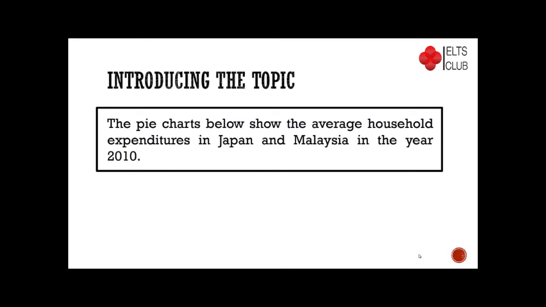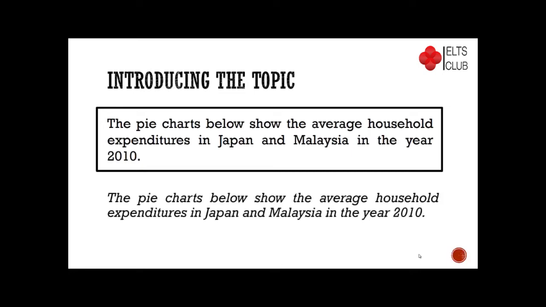We will use 1 sentence only to introduce a visual's topic, and this is the first thing you should write to answer a task 1 question. Let's look at this example. The pie charts below show the average household expenditures in Japan and Malaysia in the year 2010. Here is an answer written by a candidate.